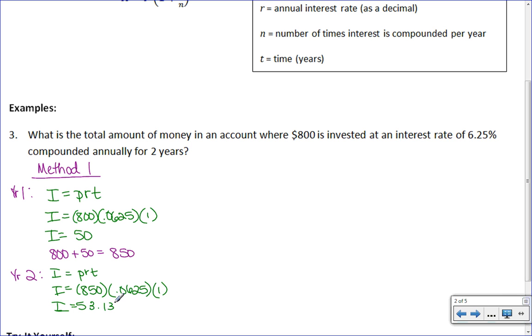So notice here that the interest in the second year is more than the interest in the first year, because you're earning interest on this $50 of interest, not just on the $800. So that's what makes that earn more money. So now if we want the total, at the end of year 1 we had $850, and then during year 2 earned $53.13 in interest, for a total of $903.13.